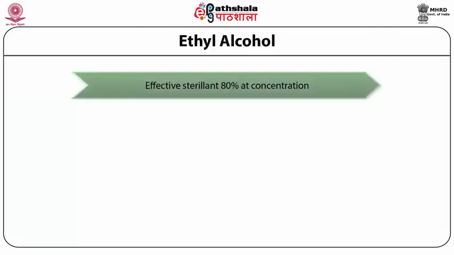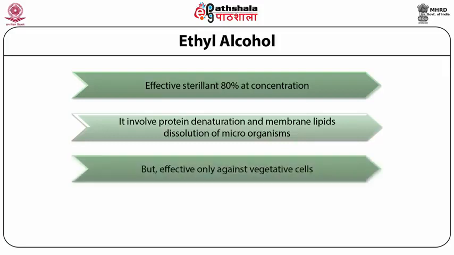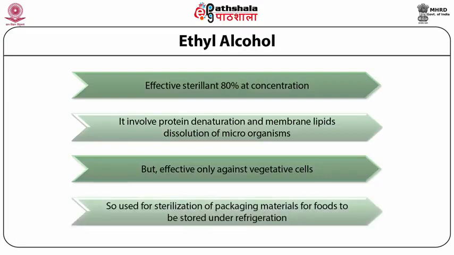At 80% concentration, ethyl alcohol is effective in sterilization of packaging materials. Its mechanism of action appears to involve protein denaturation and membrane lipid dissolution. However, ethanol is effective only against vegetative cells and not against fungal conidia or bacterial spores. Therefore, its use in packaging of foods is limited to extension of shelf life of packaged foods normally stored under refrigeration.